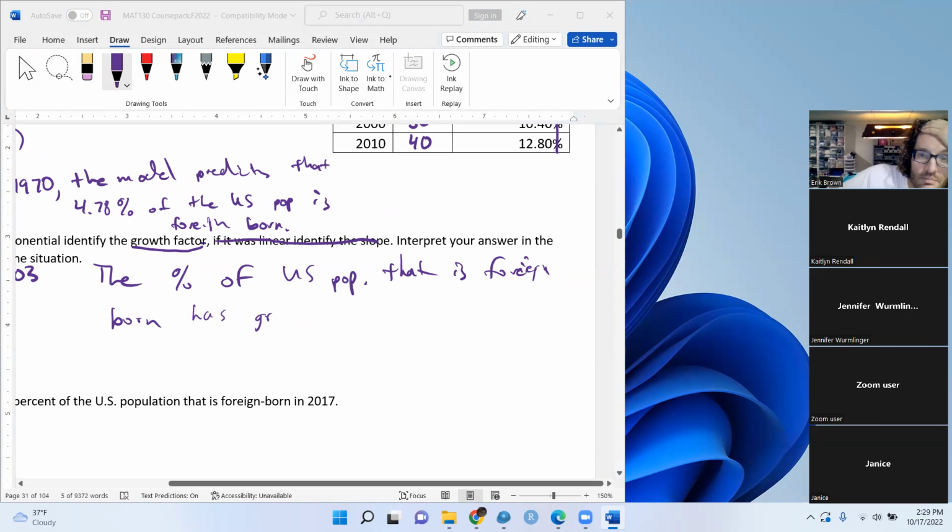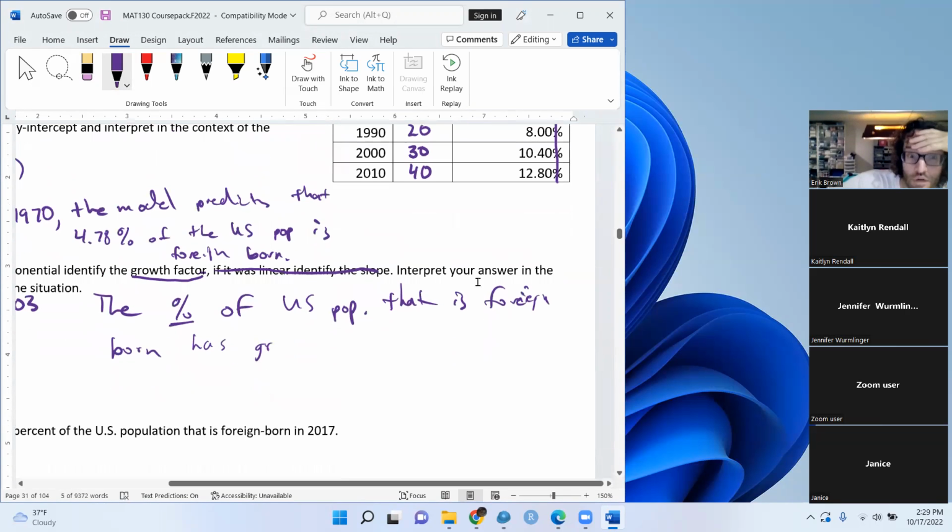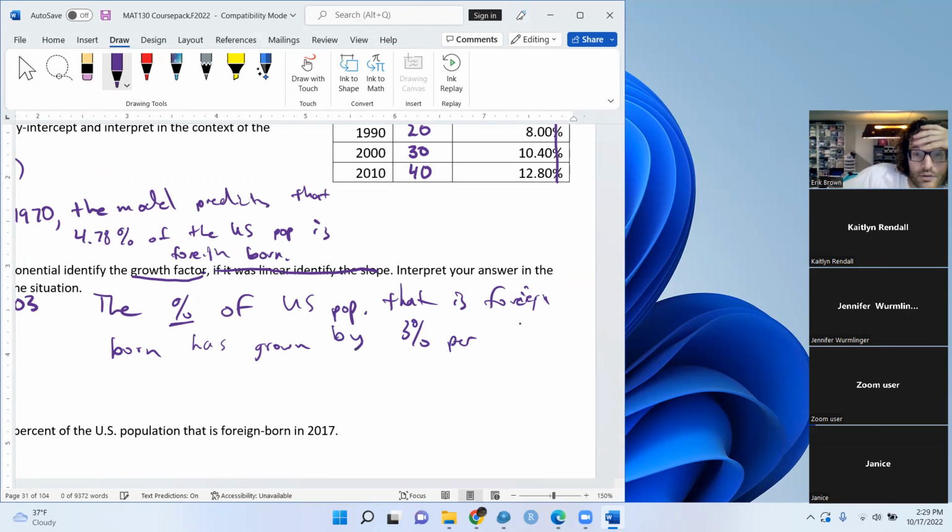The one thing you need to keep in there, Janice, is that it is a percent. That's kind of important, because it's not amount of people, it's percentage of total people in the US that has grown. So that's the only thing you should add in there. Because foreign-born has grown, I'll put in the rate, by 3% per year. So this is the other one that you could write. Janus's is perfectly fine too, since 1970, when you include the percentage. How y'all feel about that? Is that feeling okay?